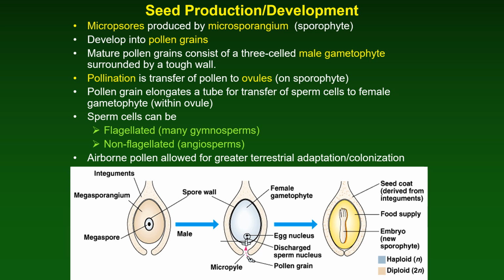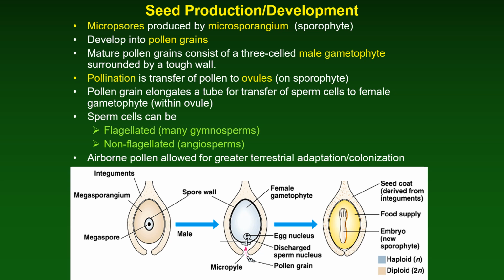The spores aren't released. Instead, they're held onto, and they develop into a female gametophyte that contains eggs. So egg cells. And then, of course, the pollen grain is transferred to the female gametophyte. It has a little opening. You can see the micropyle there. And the pollen grain extends this pollen tube, and that carries the sperm cell to the egg.